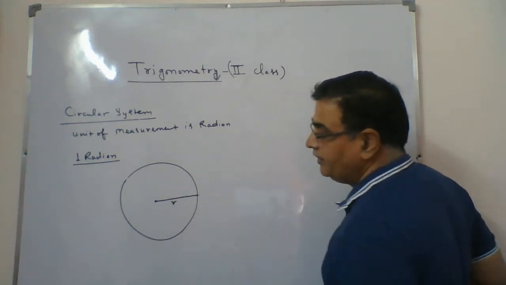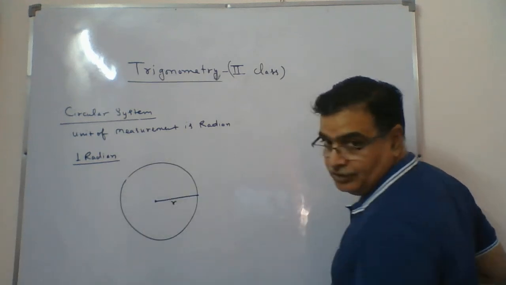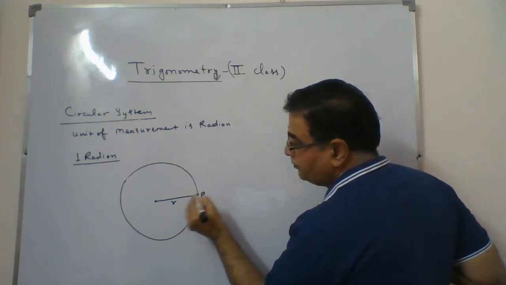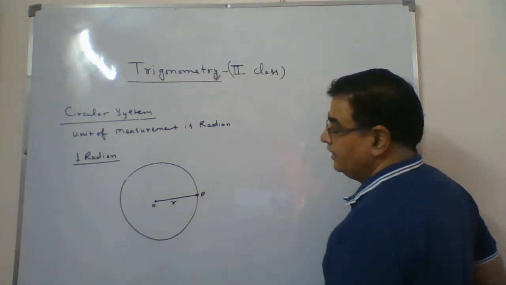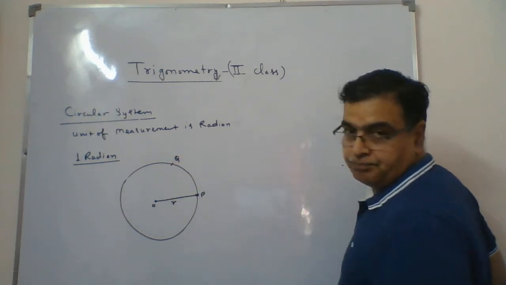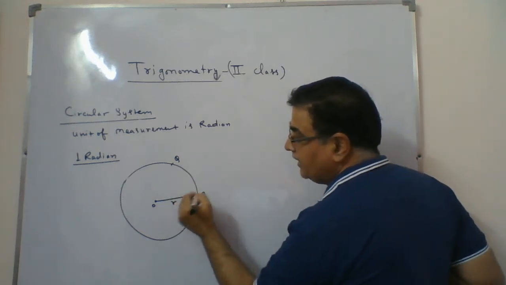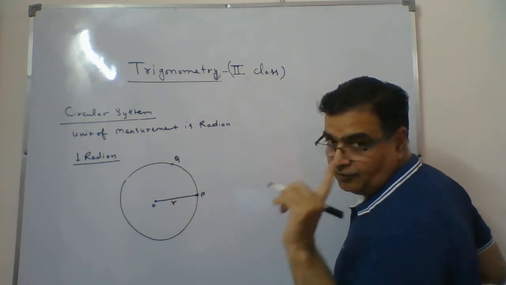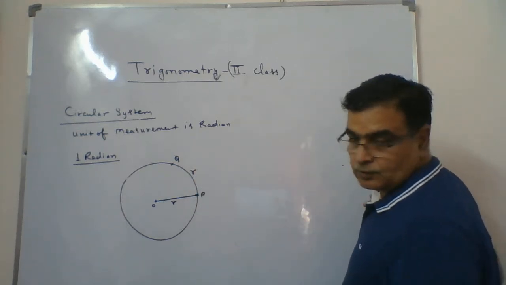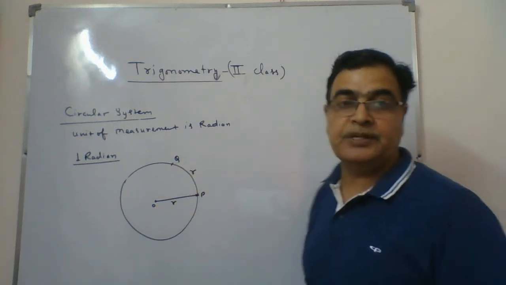And now if I take an arc of this circle, I'm taking the arc starting from this point. Let this point be P. This is the origin. And from P to Q, this arc I am taking in such a way that the length of this arc is also equal to the radius. Whatever the length of this and whatever the length of this will be the same.